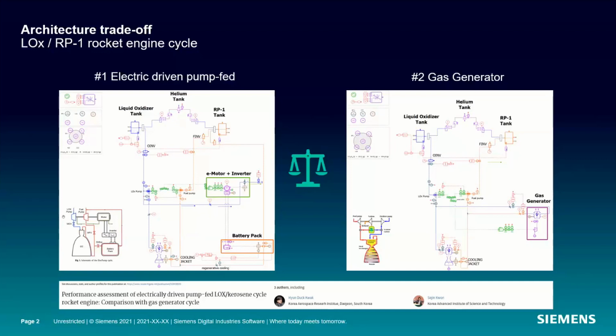The one on the left-hand side is electric-driven pump-fed. You see the motor in there, the inverter, the battery, with the same architecture of the liquid oxidizer tank, the RP1 tank, the helium pressurization tank, and the combustion chamber or nozzle. The bottom left-hand side is the schematic. And on the right-hand side, it's basically the exact same model, but rather than being electric-driven, it's gas-driven. So we're replicating, from a system simulation standpoint, what a gas generator would be in this propulsion design.